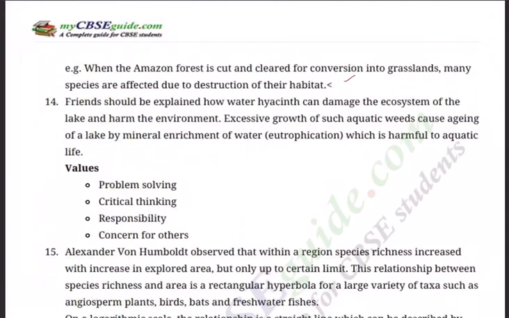Friends, it should be explained how water hyacinth can damage the ecosystem of the lake and harm the environment. Excessive growth of such aquatic weeds causes aging of a lake by mineral enrichment of water. It's called eutrophication, which is harmful to aquatic life. The simple thing that you must remember is nitrogen.